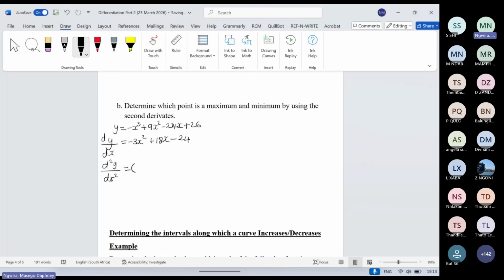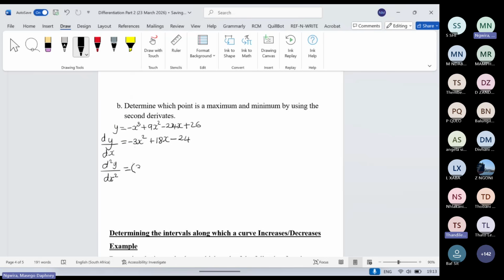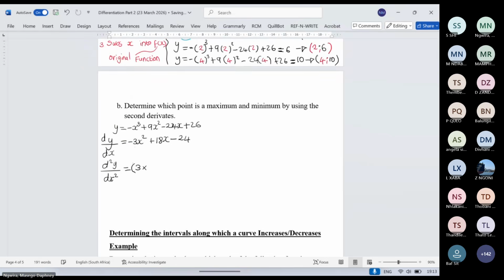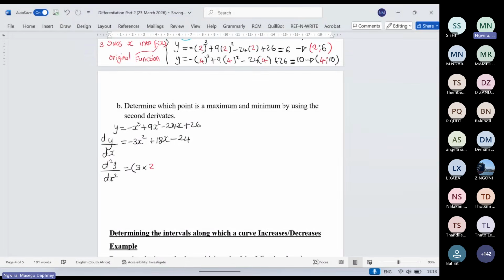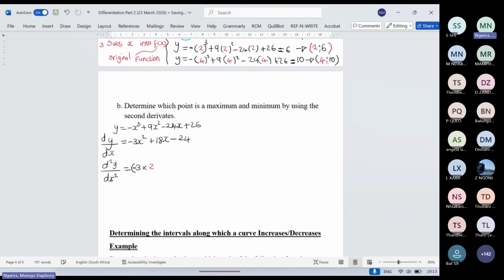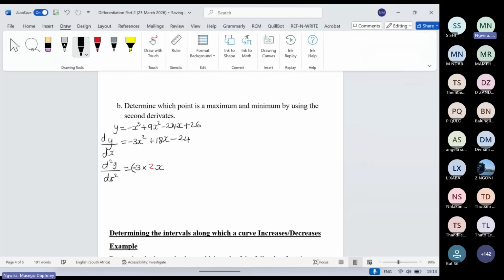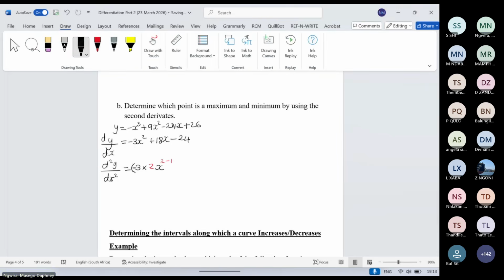So why am I saying 3? It is 3, times 2. And then I have x. Negative 3, ma'am. Yes, it's negative 3. Thank you. Then this is x, and then this is 2 minus 1. I'm doing it the longest way again so that you understand.